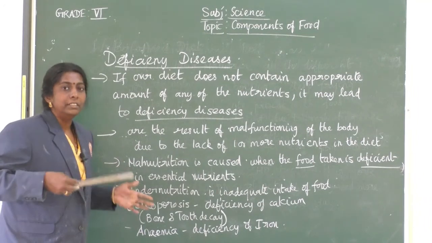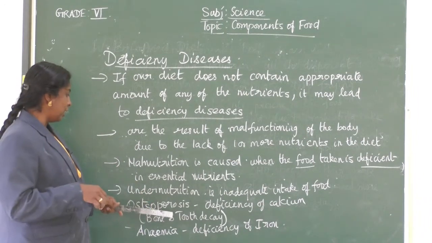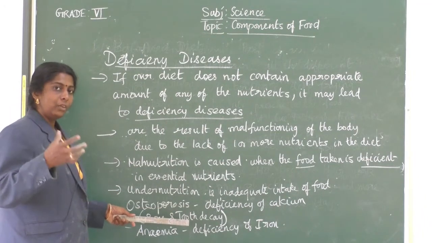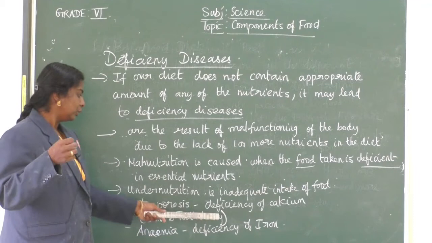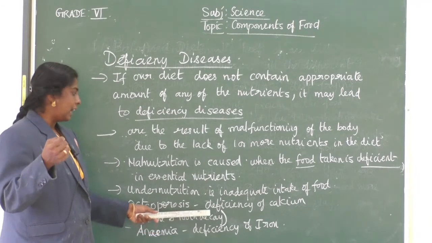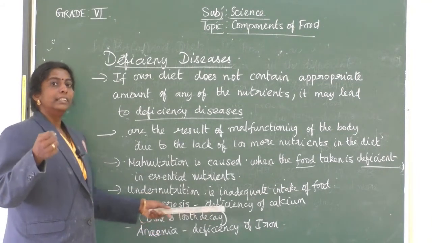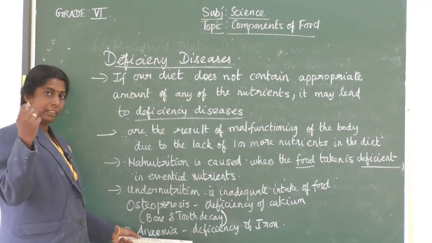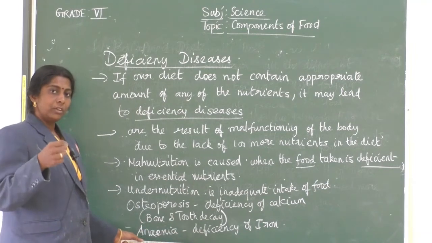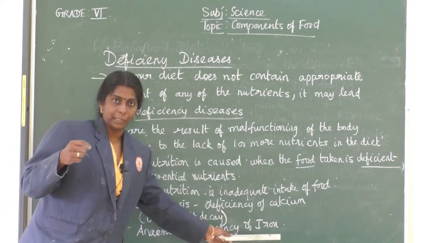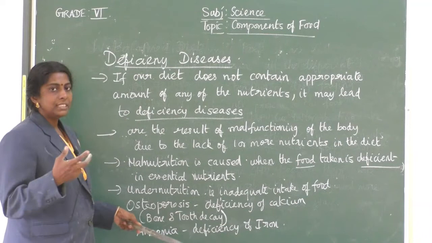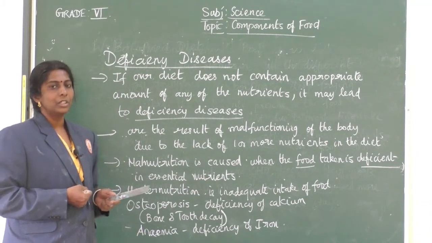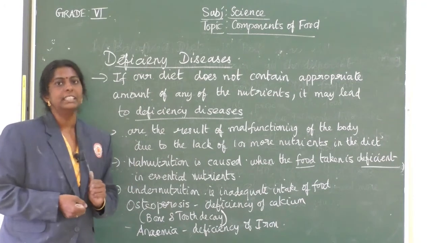And some of the deficiency diseases, like osteoporosis. The sign and symptom of the disease is that bone and tooth decay will be there. And this is because of the deficiency of calcium. And now anemia, the second disease, and that is because of the deficiency of iron. The symptom of the disease is a very low energy level, is it not? So this is what about deficiency diseases.